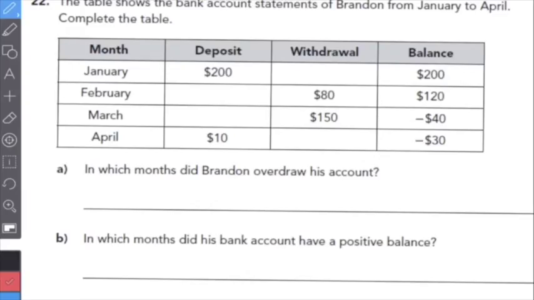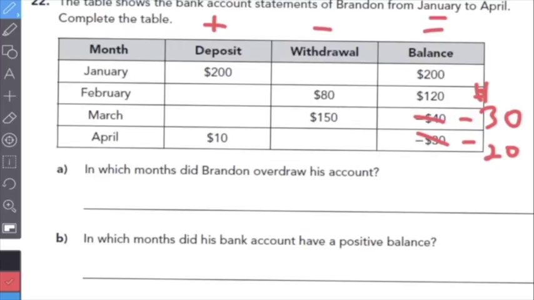Okay, so our last page is this. It's a bank account. We have a deposit, which is add, withdrawal is subtract, and balance is equal. When we look at the account, there's actually a mistake here. If you remember from class, we talked about in March he took out 150 and he only had 120 left. So this should be a negative $30. And then over here he added 10, so it's going to be a negative $20. I'm not going to be able to fit the dollar sign, but you know, it's negative $20.